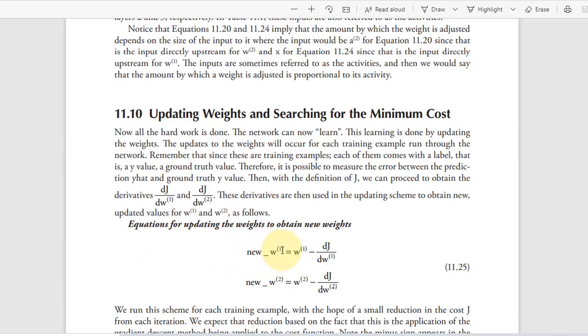So the new W2 weight is the old W2 weight minus this derivative that we've calculated. And then we're going to do exactly the same for W1. Now this is all the way down on page 270, by the way. This is the old W1 weight, and then we're going to calculate this. This is going to be a longer calculation than this one was, because this is more deeply embedded inside J.